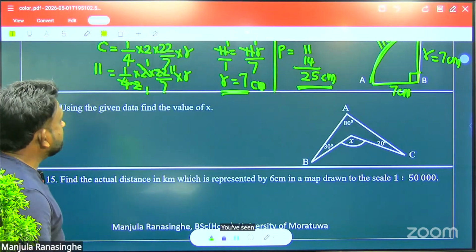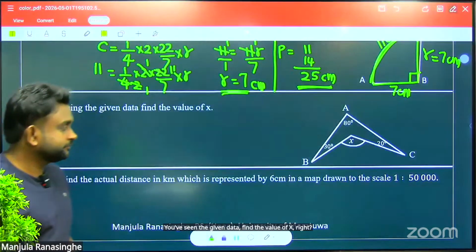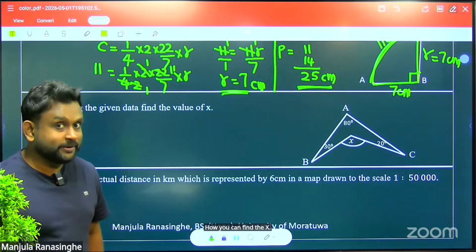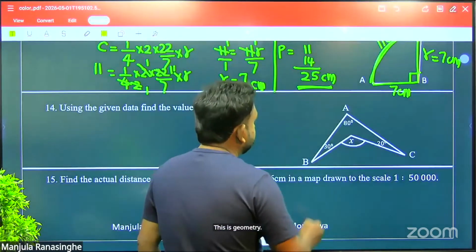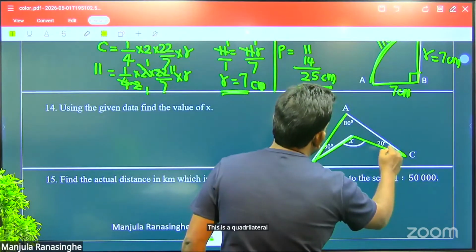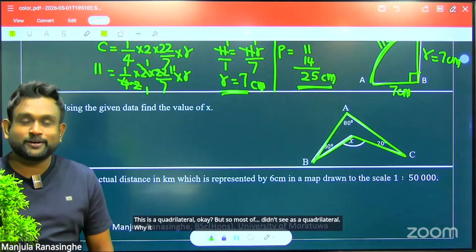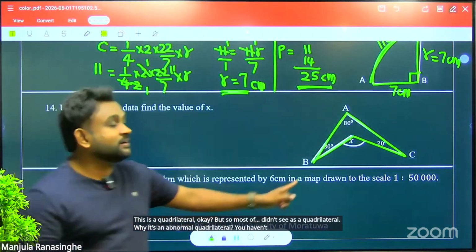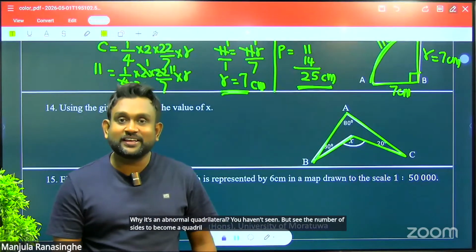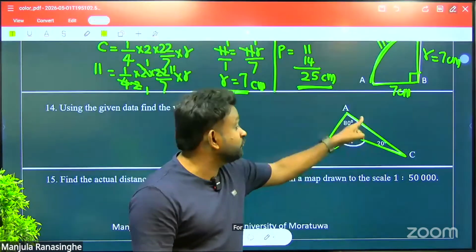Using the given data, find the value of x. Right. How can you find the x? This is geometry. Tell a method. This is a quadrilateral. But most of you didn't see it as a quadrilateral. Why? It's an abnormal quadrilateral, you haven't seen it. But to become a quadrilateral, the requirement is only 4 straight sides. So 1, 2, 3, 4, they are there.